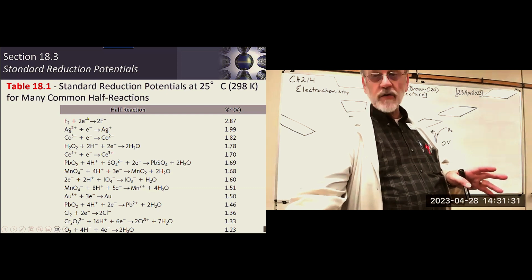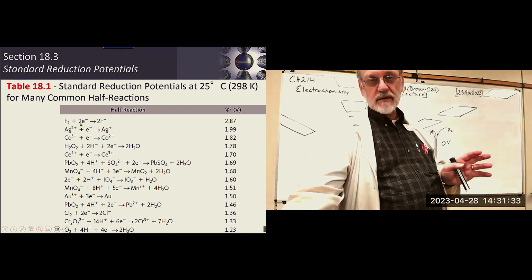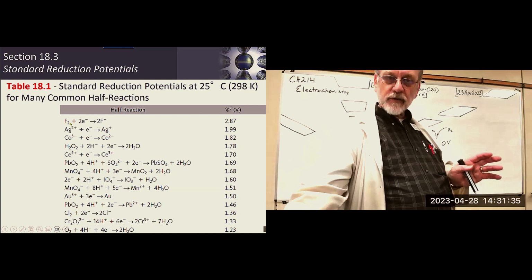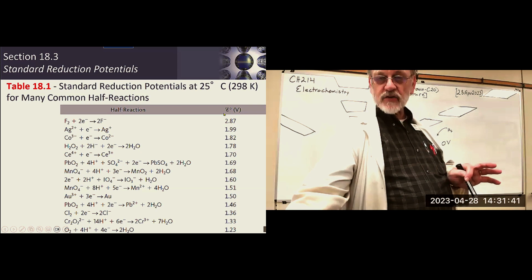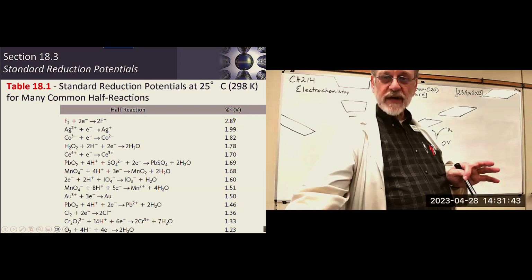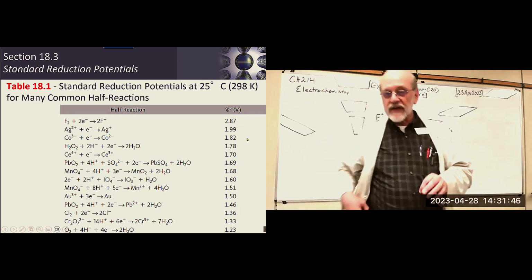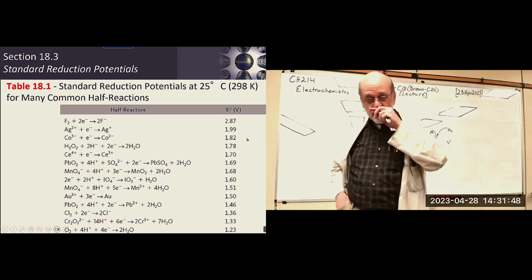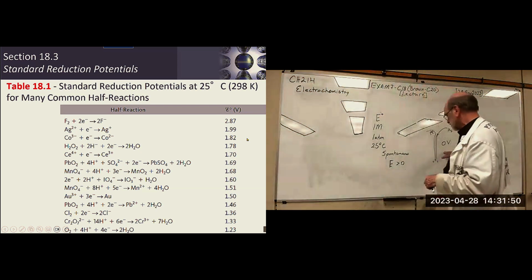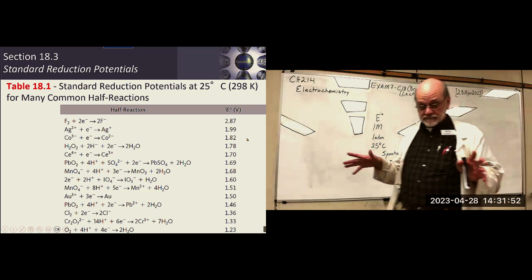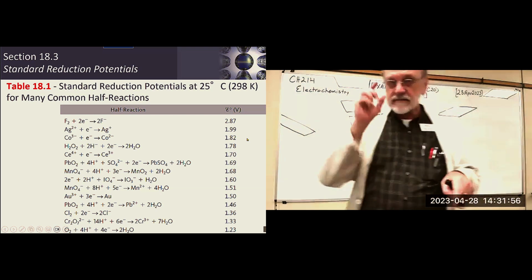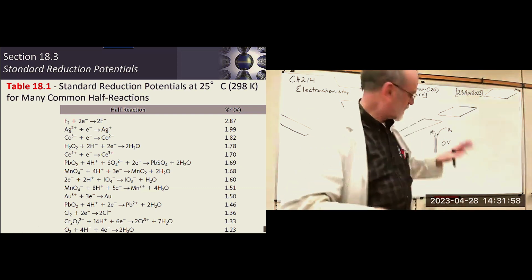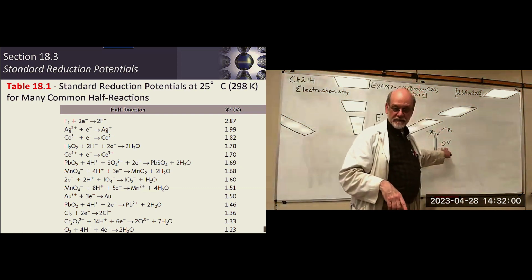All right, here's part of the table, and notice that everything's in reduction. So the electrons are always on the left-hand side of the arrow. So if we take fluorine, F2, add 2 electrons and get 2 F minuses, then that should produce a positive voltage of 2.87. So when we compare it to the standard hydrogen electrode at 0, that's the voltage you get for that reaction compared to hydrogen.